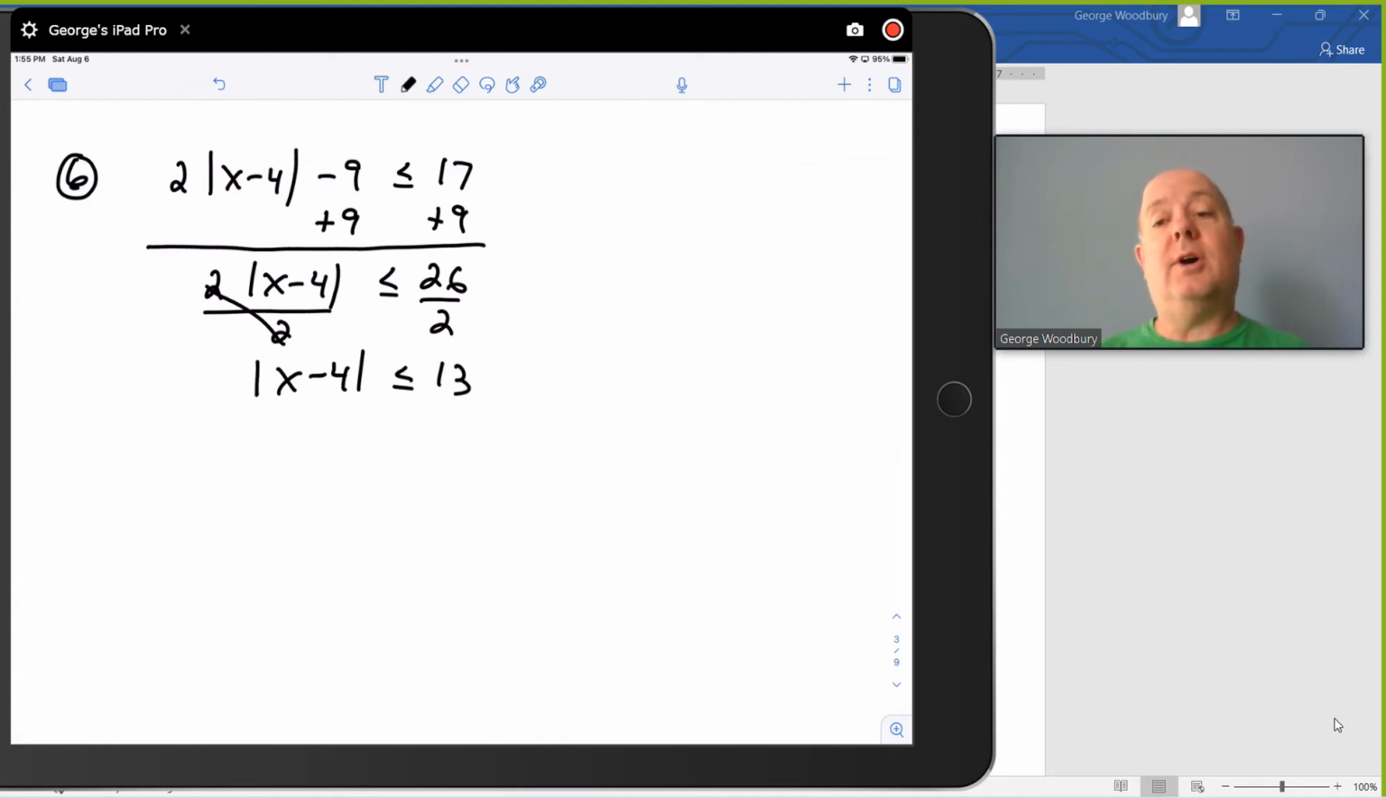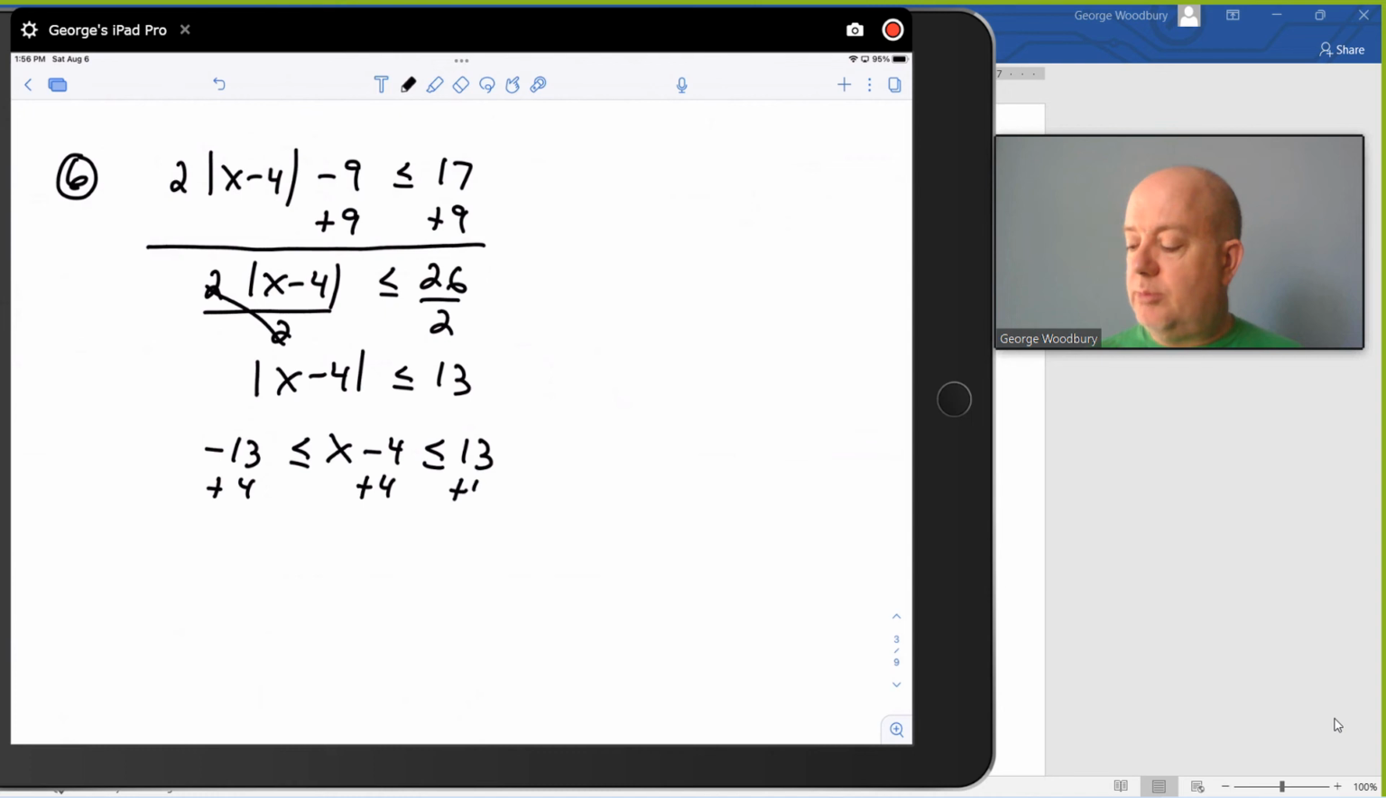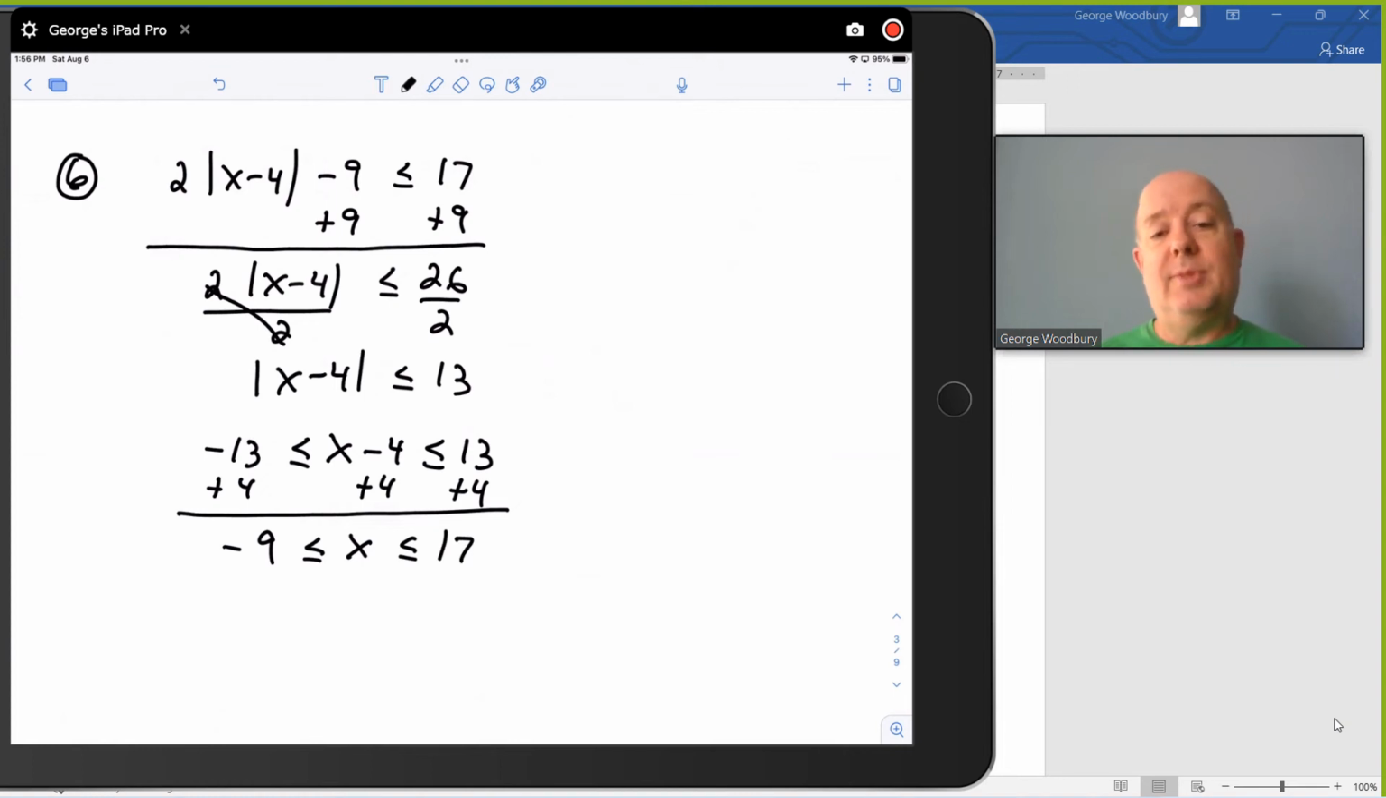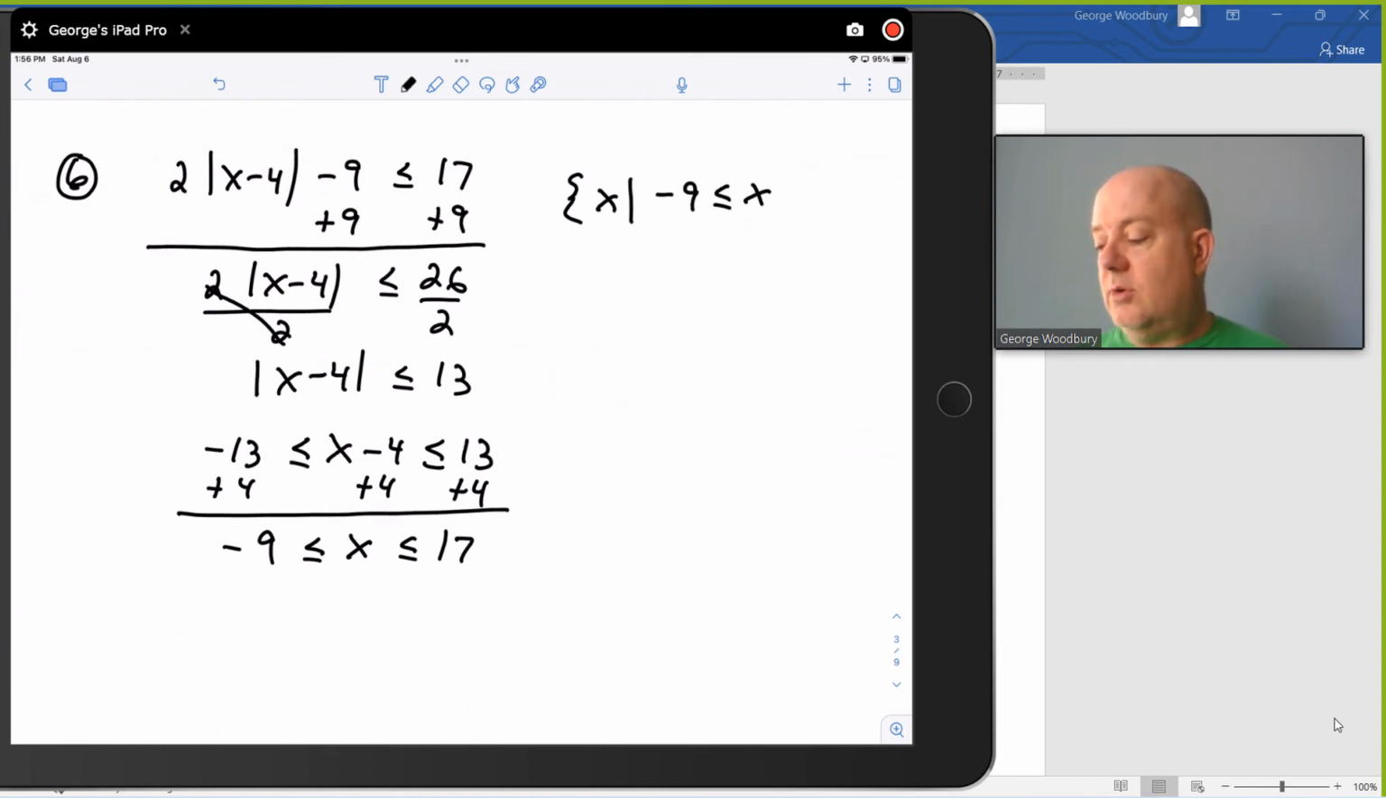Now we have the absolute value isolated. Now we can trap that expression between -13 and 13, the value that we had and its opposite. -13 less than or equal to x minus 4 less than or equal to +13. We can add 4 to all three branches of this inequality. -9 less than or equal to x less than or equal to 17. As in the last problem, we can do this in set builder notation, the set of all x such that -9 is less than or equal to x is less than or equal to 17.